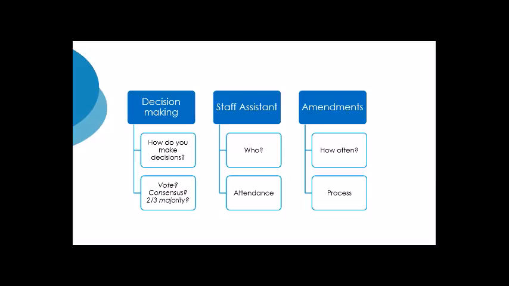And then amendments. Revising your terms of reference is really important to ensure it meets the needs of your council today. So how often do you do that? And what's the process? Do you want to say something along the lines of: amendments may be made to these terms of reference at any regular meeting of the council by 2/3 vote, provided the suggested changes have been read at the previous meeting? That's an option. Think about how you want to have that conversation happen, and then write it in your terms of reference.